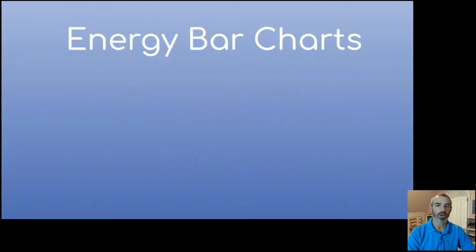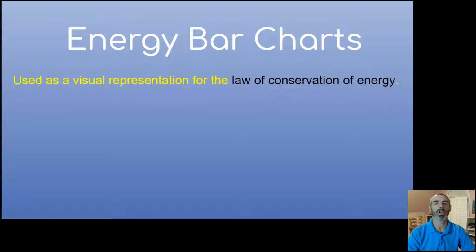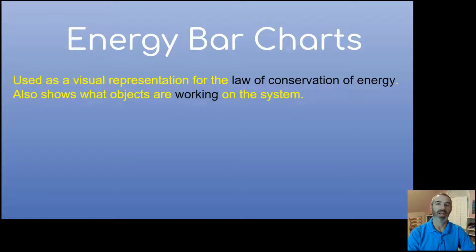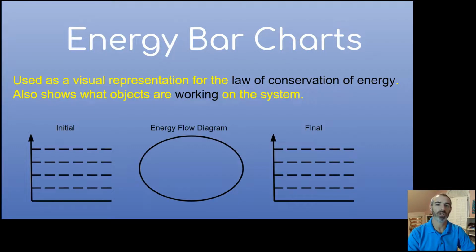So what is this energy bar chart we've talked about? Well, it's used as a visual representation of the law of conservation of energy. It also shows objects that are working on the system by an energy transfer from outside the system in or inside the system out. And this is what a blank bar chart looks like. You have an initial situation. You have an energy flow diagram where you draw interactions much like a system schema in a free body diagram. And you have a final situation where you're going to represent the energies. And we'll talk about those types of energy.